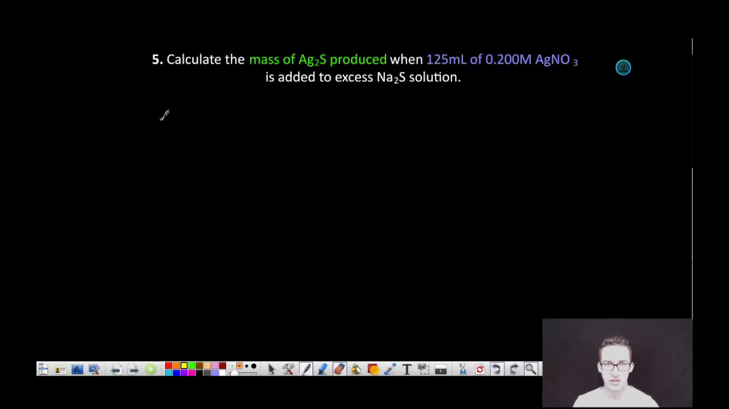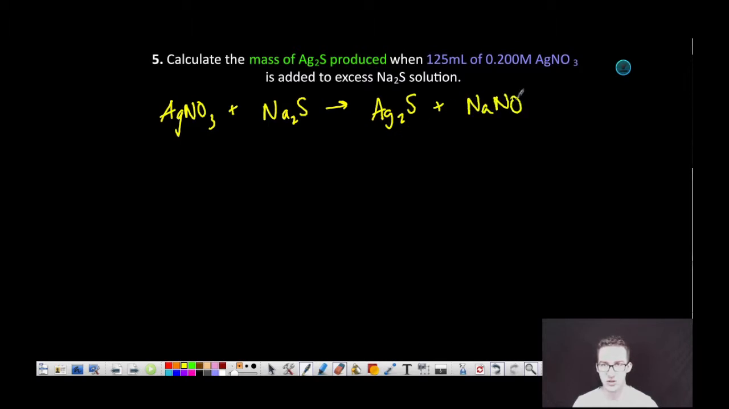Let's see, we've got silver nitrate, AgNO3, reacting with sodium sulfide to produce silver sulfide. And although we're not told directly in the problem, our other product here in this double replacement reaction is going to be sodium nitrate.